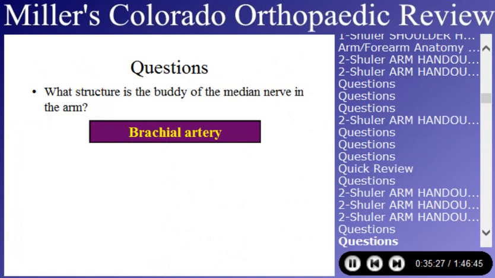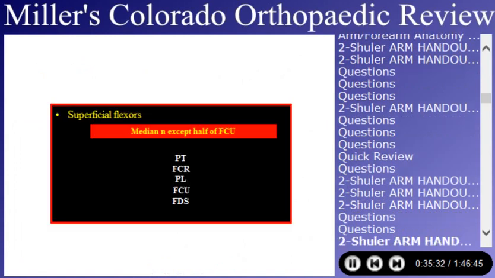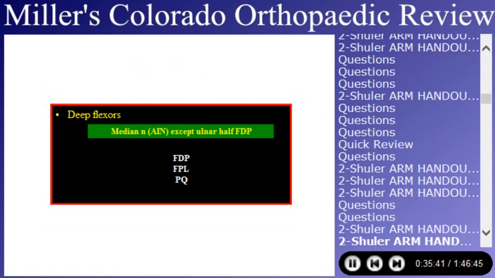Structure buddy to the median nerve in the arm, the brachial artery. Superficial flexors, median nerve, except the half of the FCU. Deep flexors, once again, median nerve.